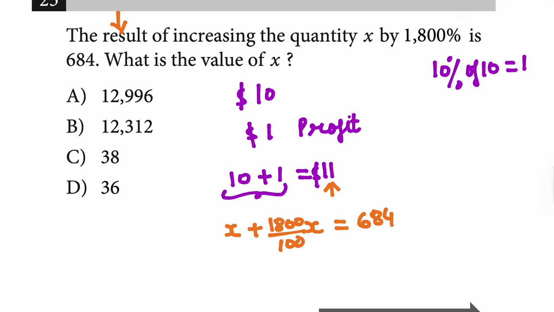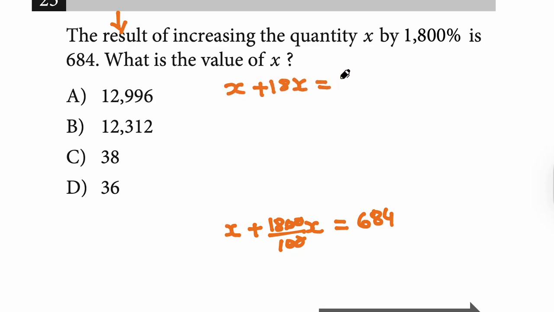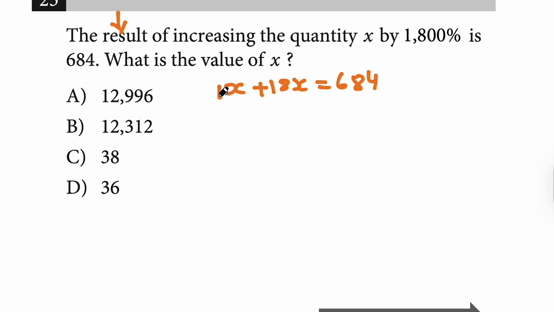Okay, let's solve it for X. The two zeros cancel. So X plus 18 of X is equal to 684. These two are like terms, X plus 18X, so we can add them. X means 1X. So 1X plus 18X is 19X. 19X is equal to 684.